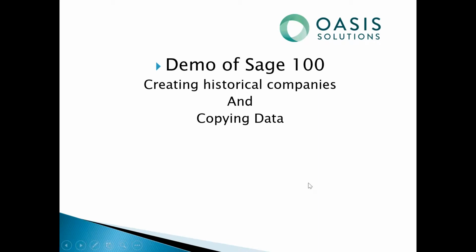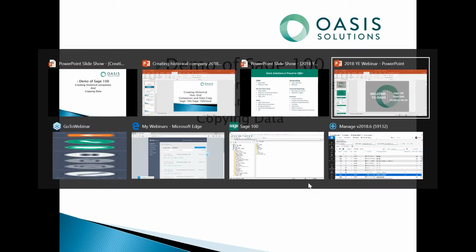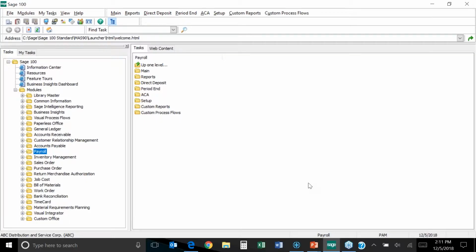So what we're going to do now is move over to Sage, and I'm going to walk you through creating a historical company and the process that you have to go through.